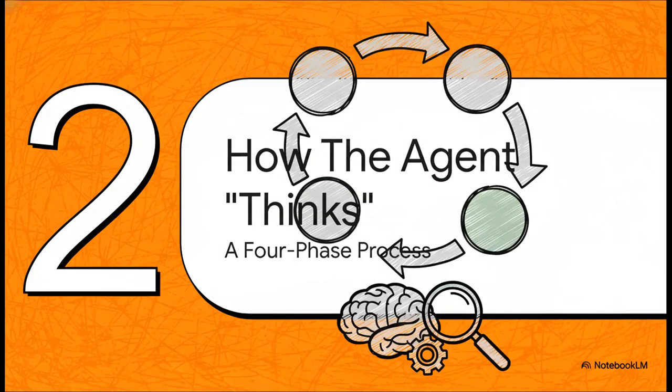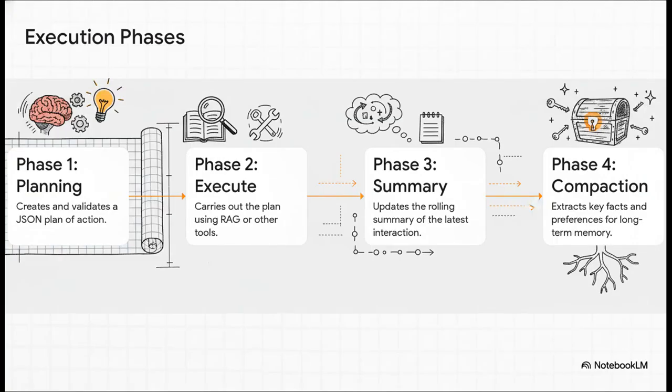Okay, so now let's get into how this agent actually thinks. The great thing here is that it's not some mysterious black box. Nope, it's a very deliberate, four-phase cycle that's designed to be completely transparent. And maybe most importantly, it's easy to debug when something doesn't go as planned. So it all starts with planning. The agent creates a structured to-do list, a clear plan of action.